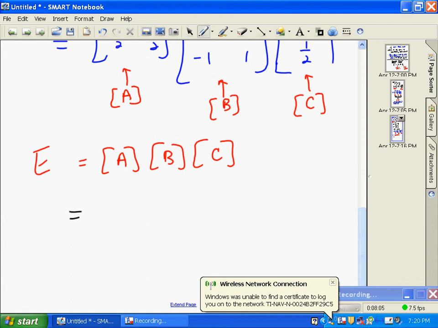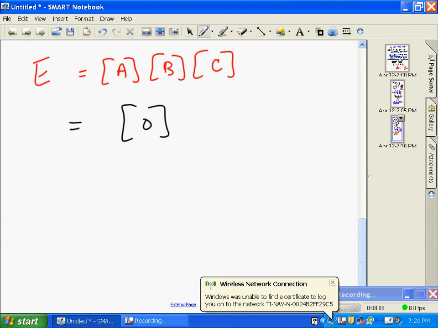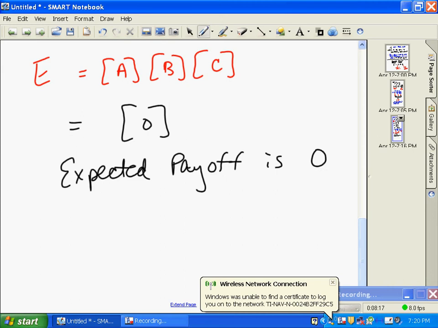Okay, final answer. Here we go. Final answer that I got, right there. I got 0, which means the expected payoff is 0. Therefore, the game is fair.